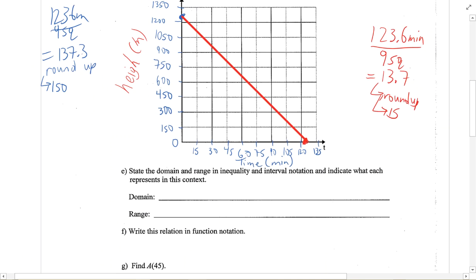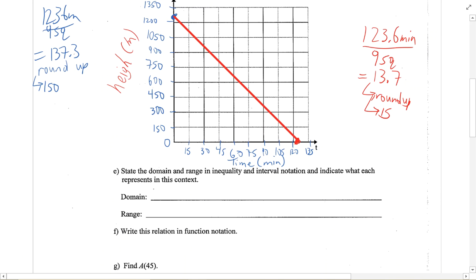So what about the domain and range? So your domain, that's going to be time. So you start at 0, okay? And so we can say t or x, whatever you want it to be. And it is continuous. So t is greater than or equal to 0, and 123.6 is our maximum. Okay? Remember, it is continuous. That's why we do the inequality.